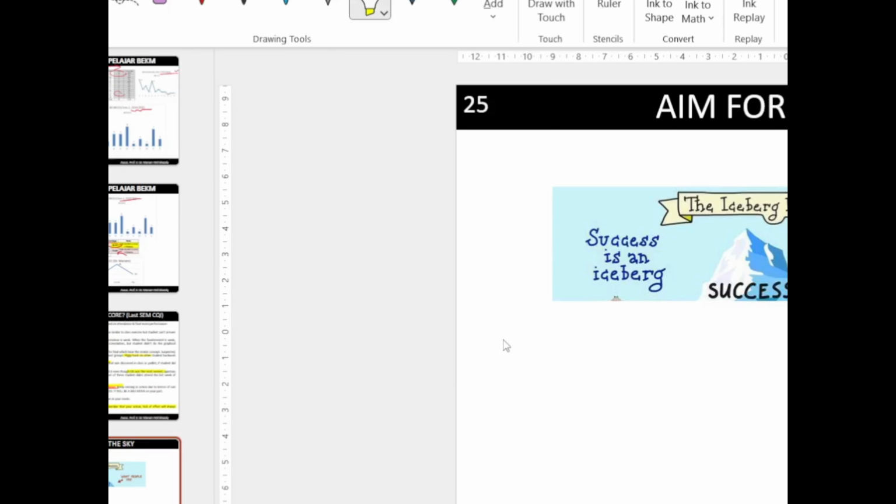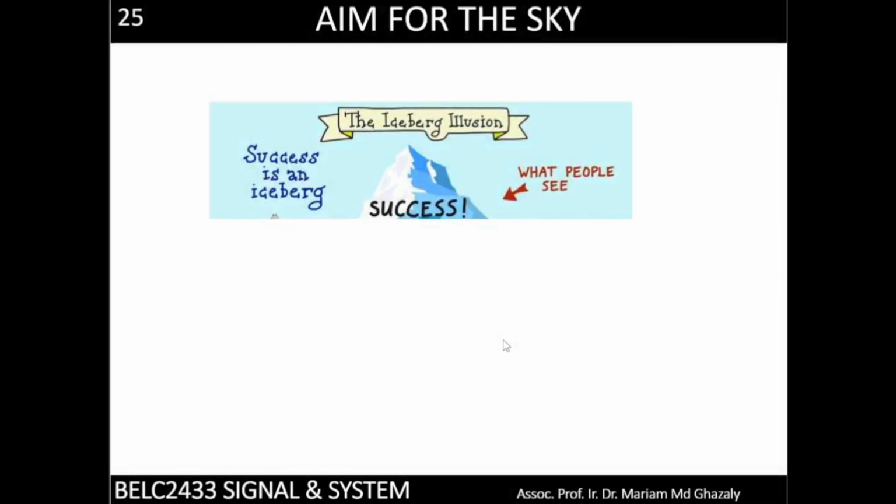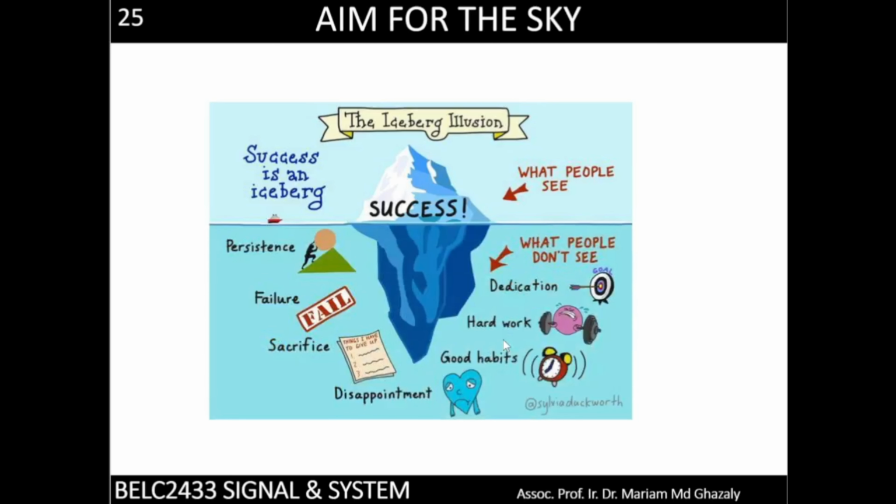I don't know how many times students have seen this slide. Aim for the sky. You see lots of things. Success, what you see for students that get a good CGPA above 3.5 or 3.0. So you see only success. Oh, this student is a very genius student.